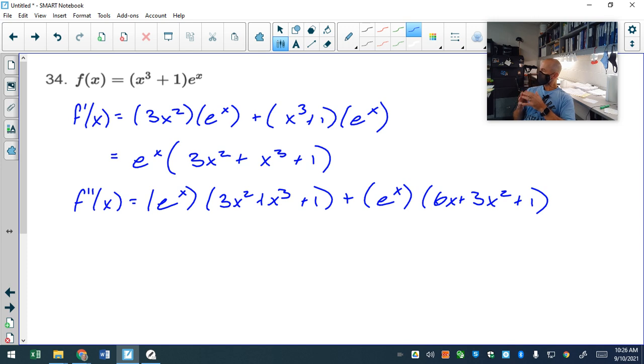And we'll stop there because we're not doing anything else with that derivative. We're just looking at it and thinking about how pretty it is.